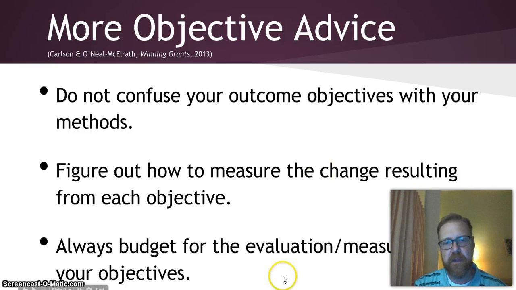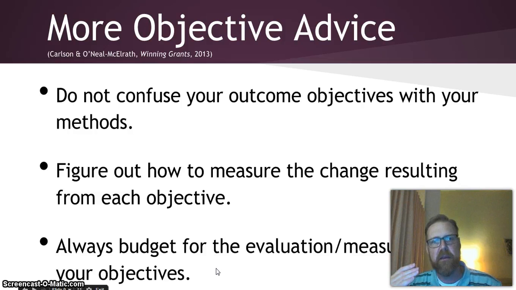And always budget for the evaluation or measurement of your objectives. Think about that when you're putting together the financials for your program. You are doing that as part of your strategic plan. You're trying to think about what the financial resources will be, which means you need to know what you think it's going to cost to actually do this. So make sure that you have some sort of line item in your budget, or you're thinking about what it would cost to actually know that you have accomplished what you thought you were going to accomplish.